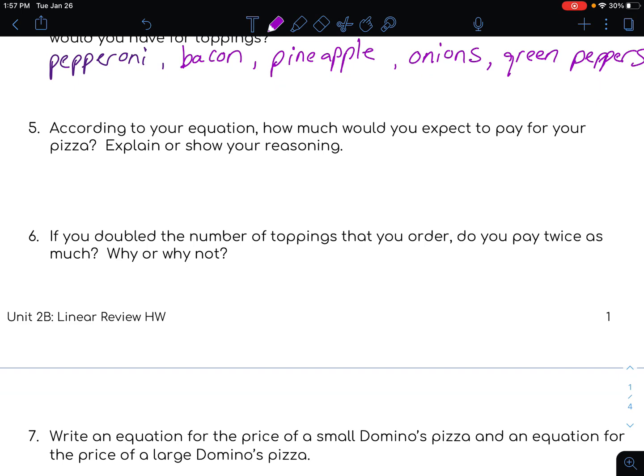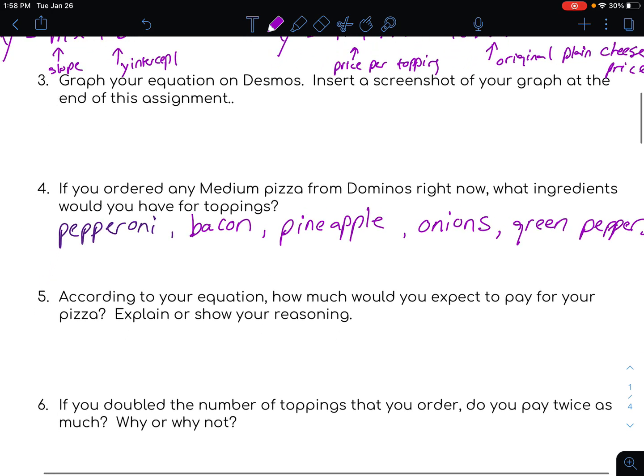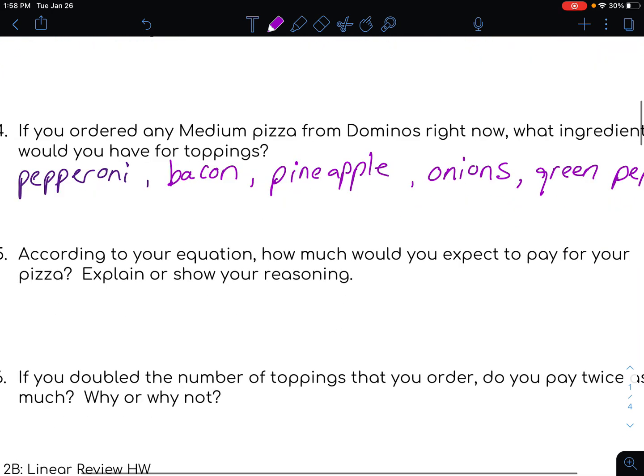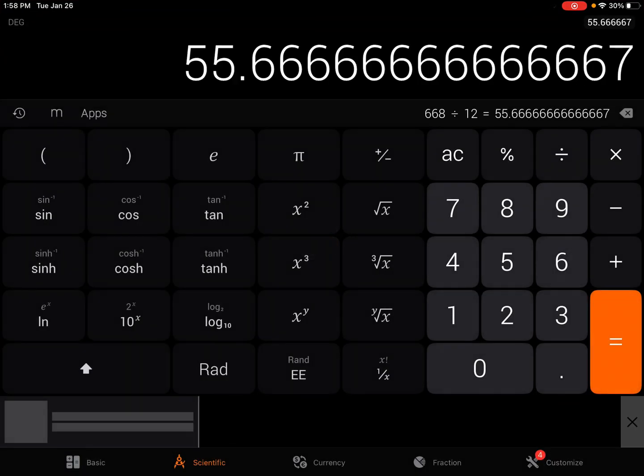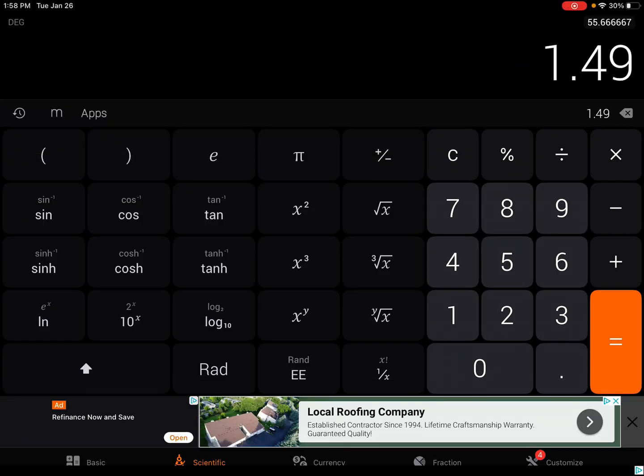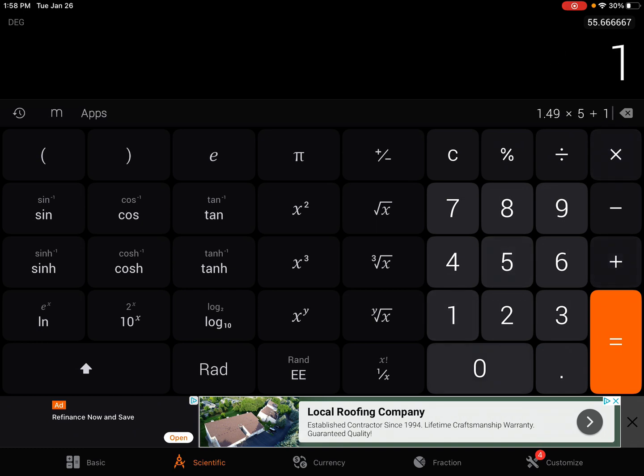So according to your equation, how much would you expect to pay for your pizza? Okay, well, I have 1, 2, 3, 4, 5 toppings. So now I'm going to put in my 5 toppings. And remember, our equation was 1.49x. Remember, x was the topping. So I have 5 toppings on my pizza, plus the original 10.99. Feel free to use your calculator to do any of this. So you can just type in 1.49 times 5 plus 10.99. And I get $18.44 for that pizza.